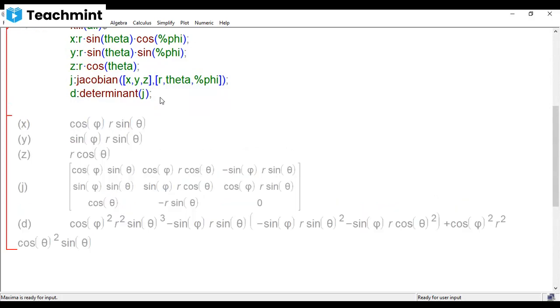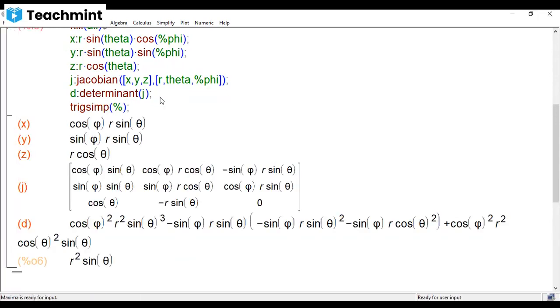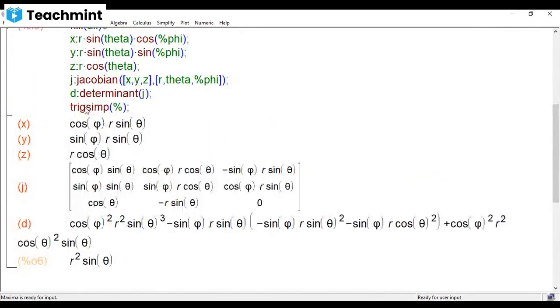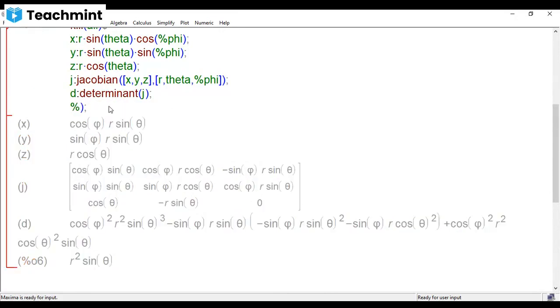So if I put trigsimp of the previously stored answer, that can be called by percentage. See here, r square sine theta. So if you use trigonometric simplification, it simplifies this. Because it involves trigonometric functions, I'm using trigsimp. If it involves only rational functions, then we would have used ratsimp. So it's always better to use trigsimp or ratsimp for getting the output very nicely.